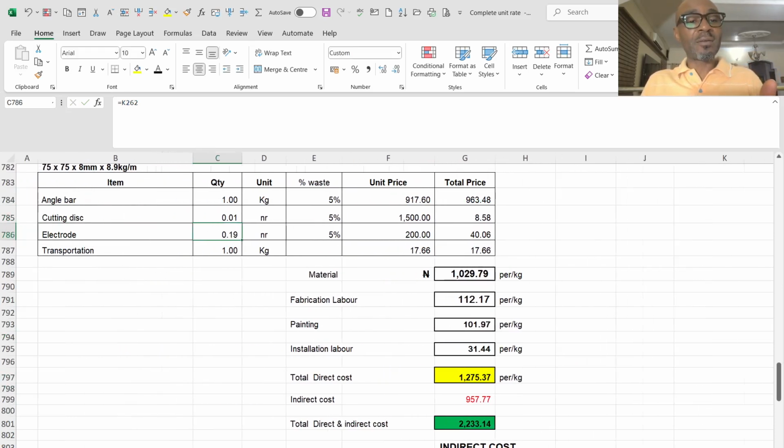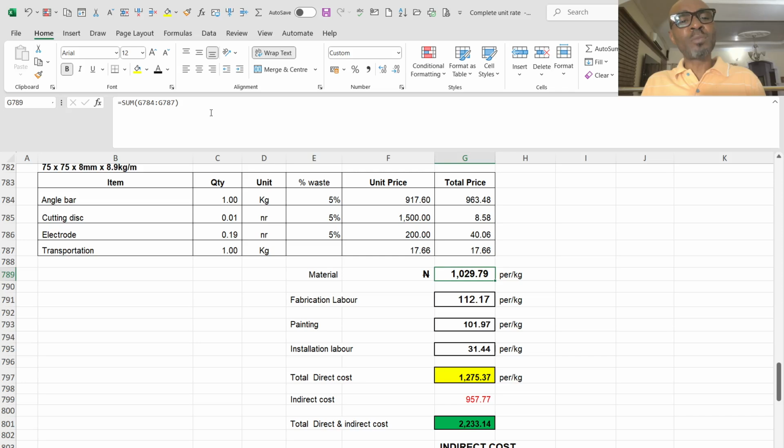I now have the electrode, and of course I considered waste. Electrode per piece is 200 naira, so I'm using less than 1 piece to weld. That is what constitutes the electrode in 1 kg, which is 40 naira 6 kobo. Then the transportation of these members to site is 17 naira 66 kobo.